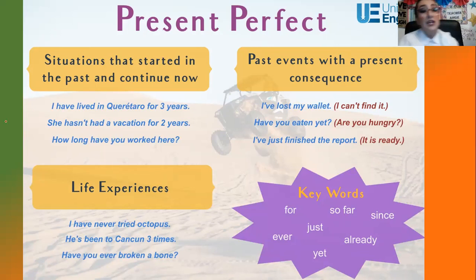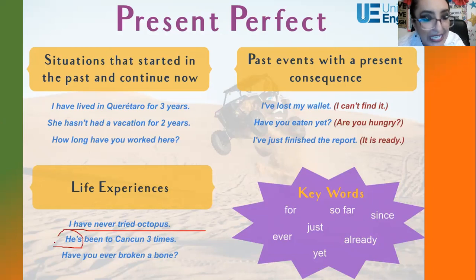And also, we are going to be having this for life experiences. I have never tried octopus. Nunca he probado los pulpos. He has, or the contraction, he's been to Cancun 3 times. Ha estado en Cancún 3 veces.